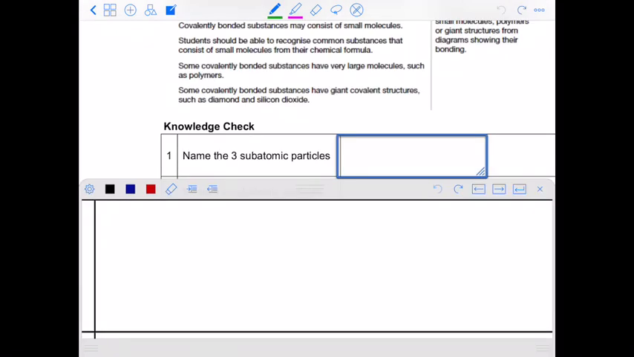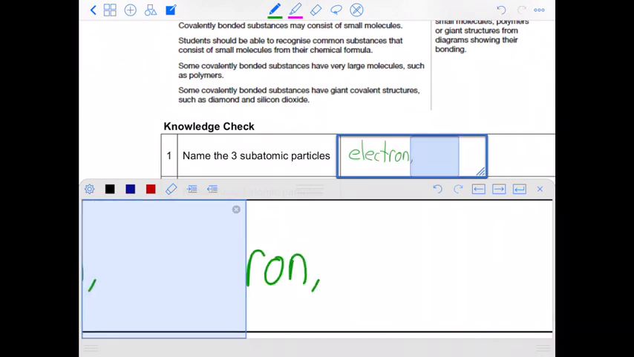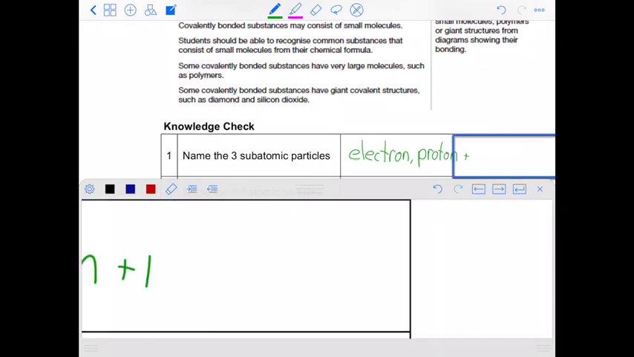I would like you in your books, wherever you've written down the answers, to now switch to your feedback color and make the corrections that you need to make sure you have all the right answers in your booklet. So starting with question 1 here, the 3 subatomic particles that you need to know are the electron, the proton, and the neutron.